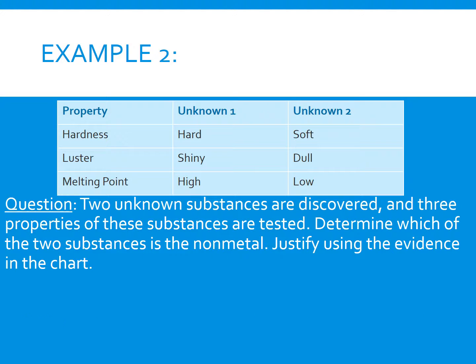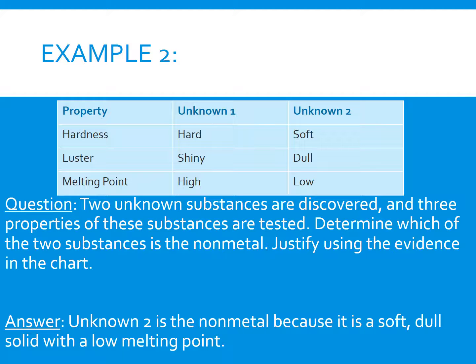Welcome back. Here's my answer. So unknown 2 is the nonmetal because it is a soft, dull solid with a low melting point. Again, if I had just said unknown 2 is the nonmetal, honestly, you had a 50-50 shot. That could have just been a shot in the dark. Your AP test grader would not know that you genuinely knew that soft, dull solids with low melting points were nonmetals. So you have to be able to use that evidence. Let's look at our last example.